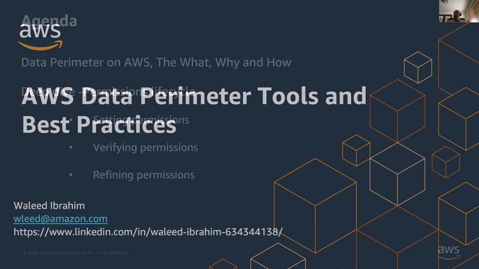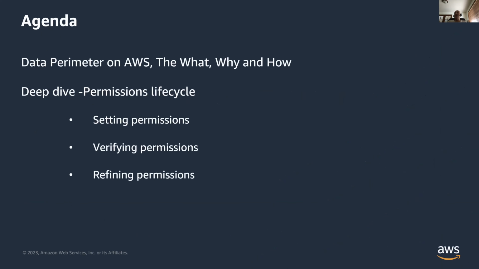What I need your help to get once you get out of the session is to understand: what is this data perimeter? We'll talk about what it is, why we need it, and how we build it, then we'll deep dive a bit on the how piece. We'll talk about the permission lifecycle. We'll spend the major amount of time setting these permissions. Then, if time allows, we'll talk about how to verify and refine those permissions. The overall goal is to use these permissions to build this data perimeter.